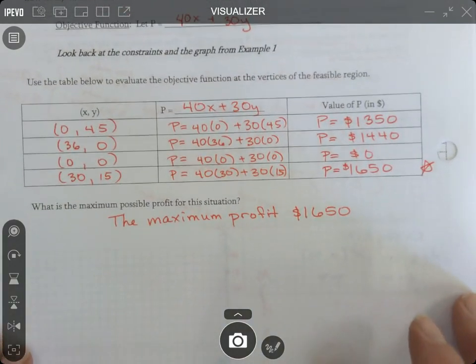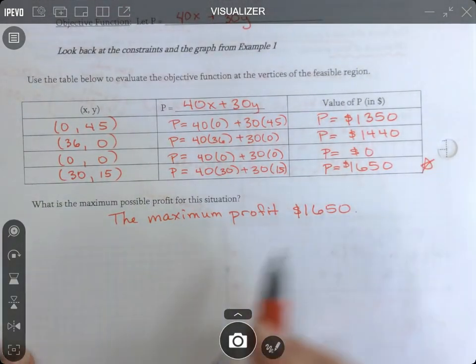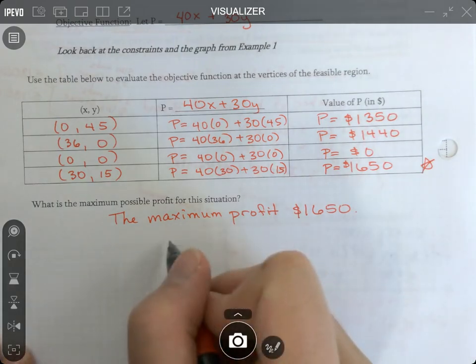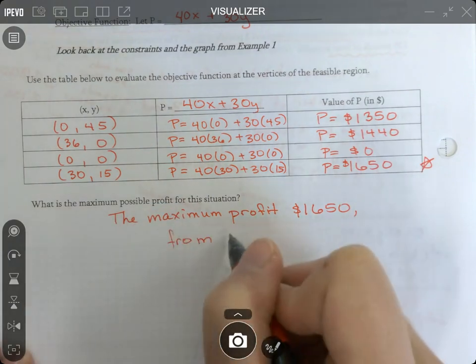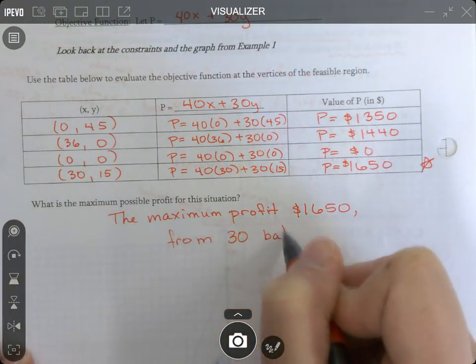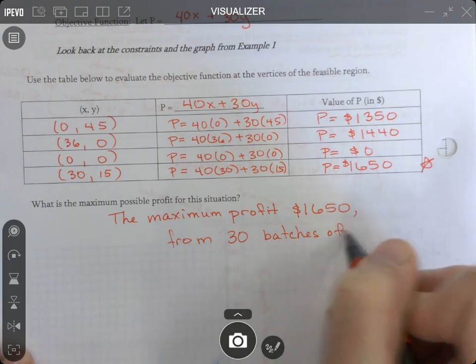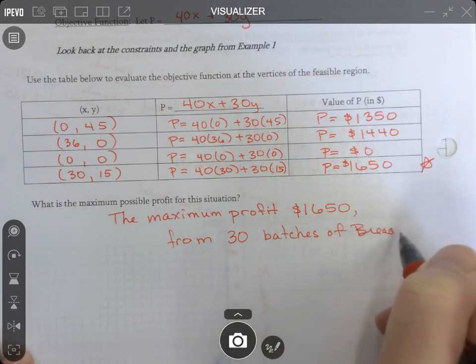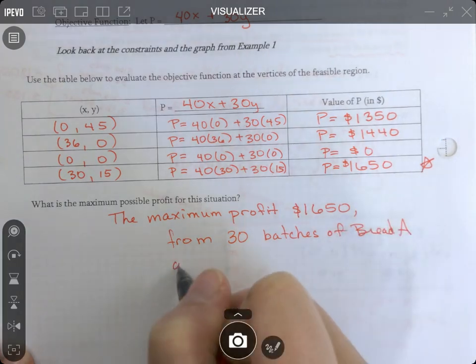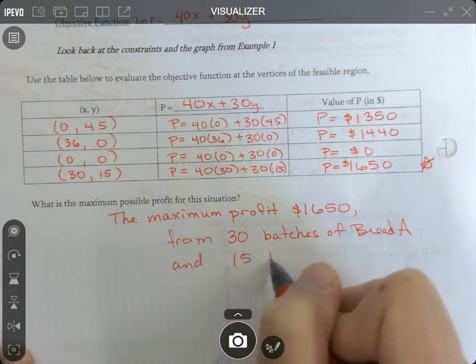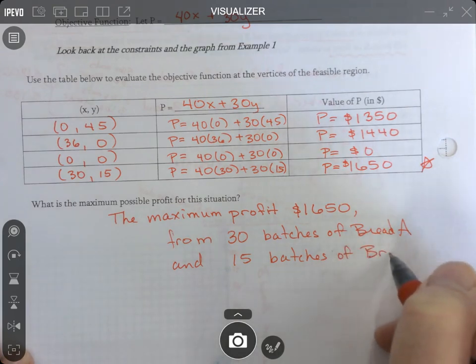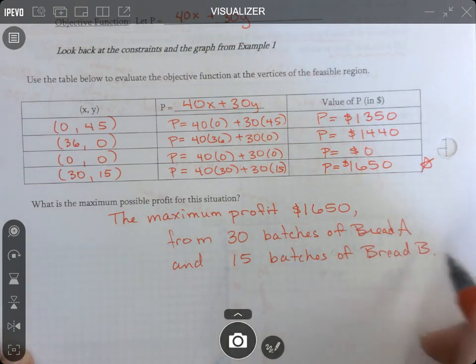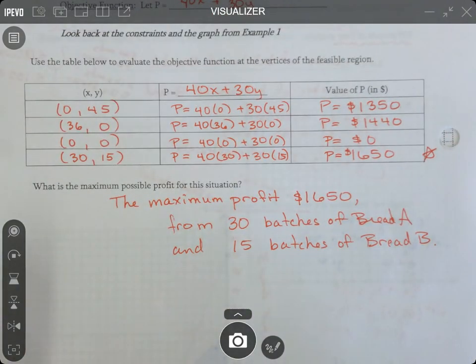Now, where did that maximum profit come from? The maximum profit was $1,650 from what? 30 batches of bread A, and what? 15 batches of bread B. So your answer to a word problem needs to have everything. Don't just tell me the maximum, but where it came from and what it meant. Okay?